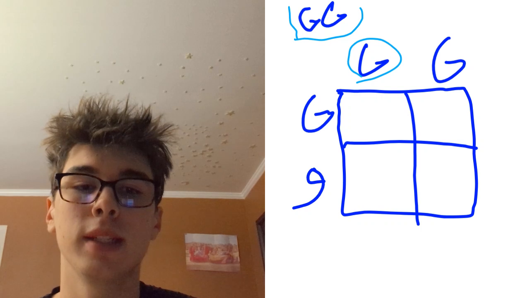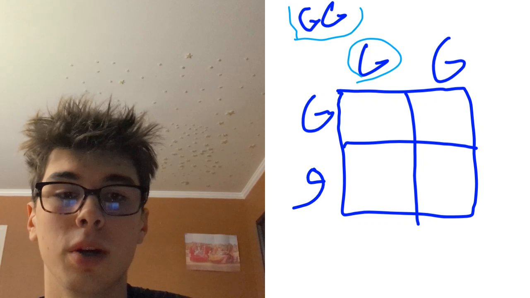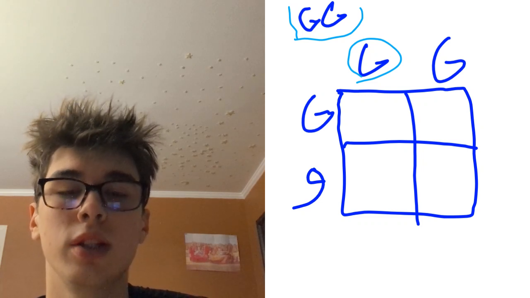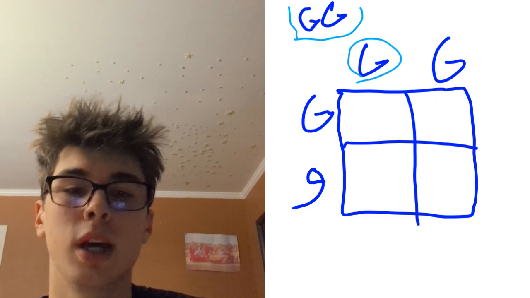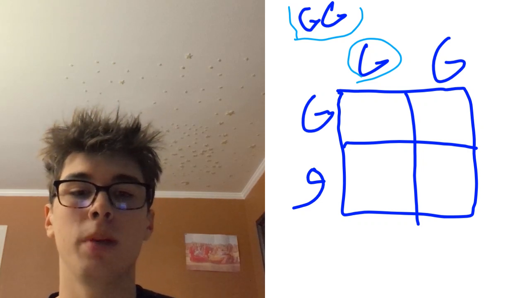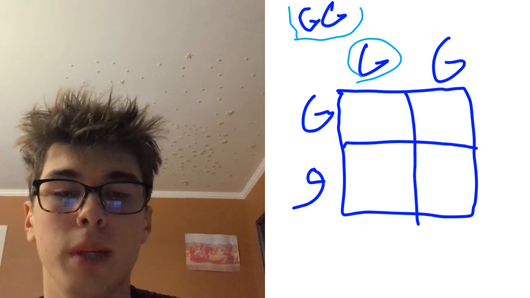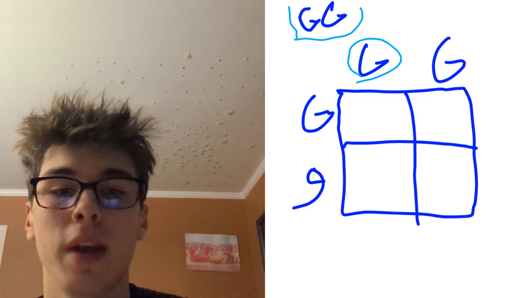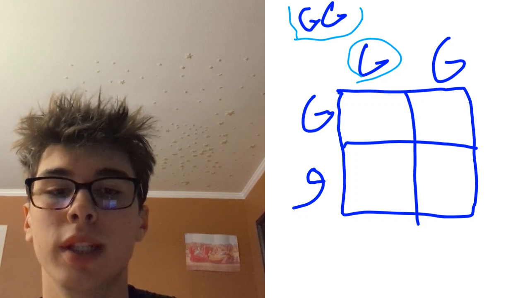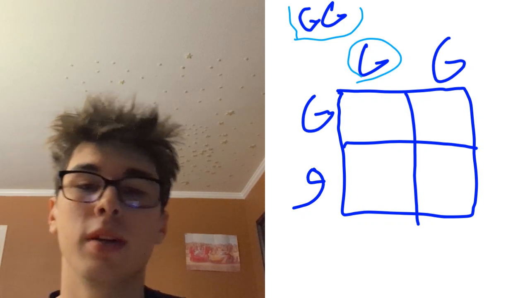lowercase, which is recessive. In this case, the uppercase is yellow and the lowercase is green. So since it has the dominant trait, which is the uppercase, that would make the plant yellow because it has the dominant, so it's always being shown. The only case where you would see a green pea plant is if they were both lowercase g's. That would make it a homozygous recessive plant, which would make it green.